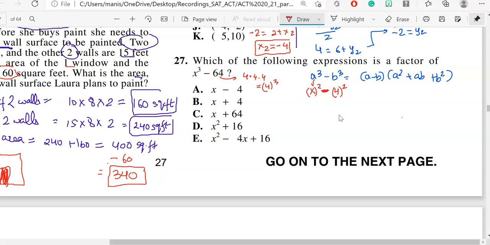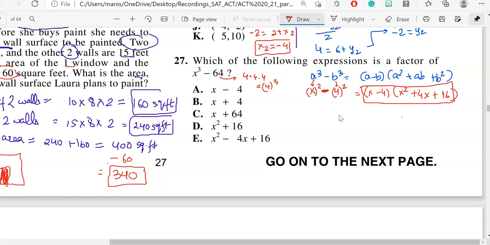Now the value of a is x, the value of b is 4, and I will replace a and b by the respective values. So a square will be x square, plus a times b, which means 4 times x, it will be 4x. 4 square will be what? 16.